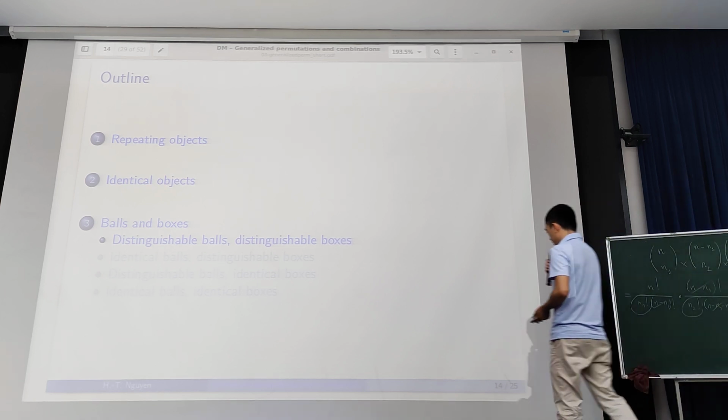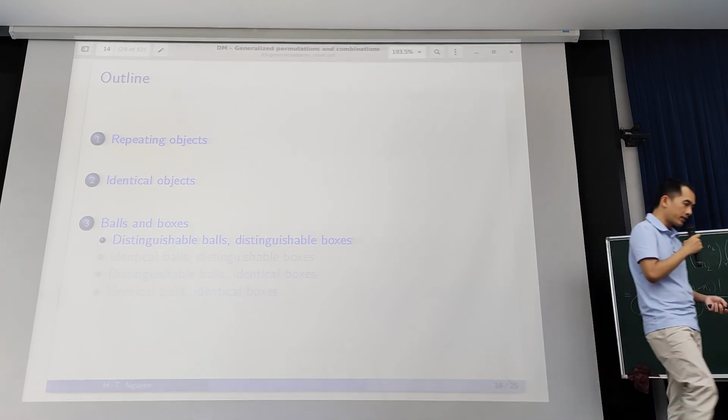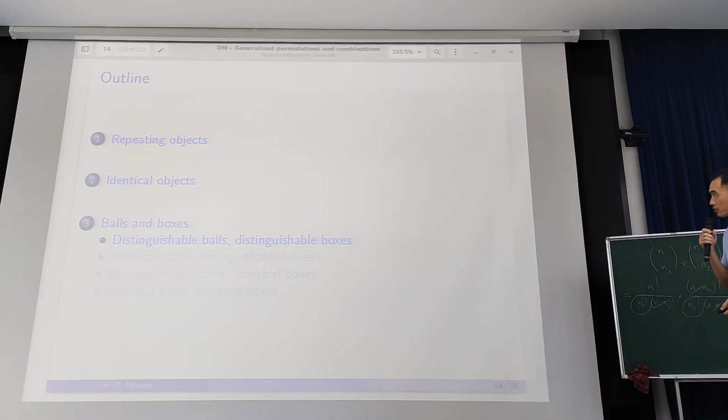So in the next part we will consider a more general setting where we try to count the number of ways to arrange some balls into some boxes. Here we haven't specified whether the balls are different or the same, and whether the boxes are different or the same.